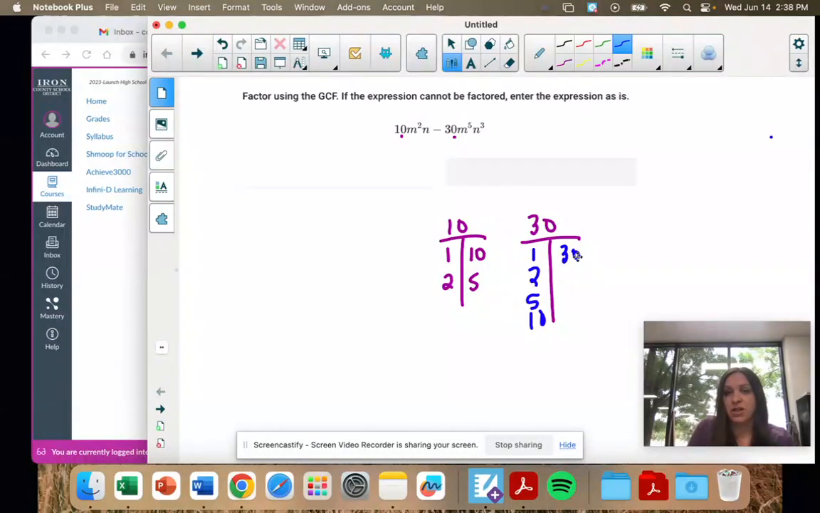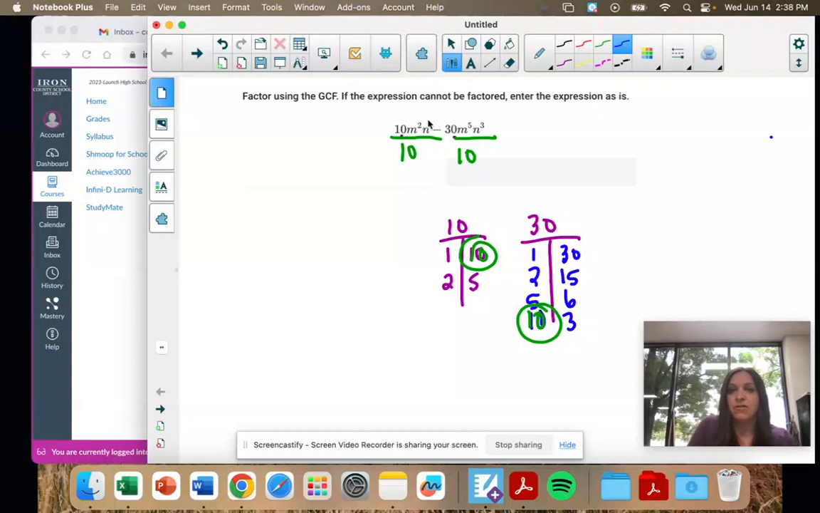1 times 30 is 30. 2 times 15 is 30. 5 times 6 is 30. 10 times 3 is 30. So on this one, our greatest common factor is 10. That's the biggest number that's on both of those. So that is what those both divide by.